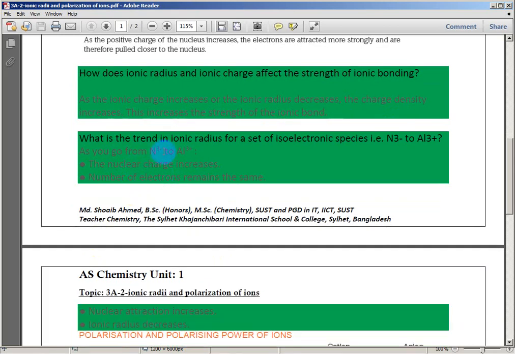Okay, what is the trend in ionic radius for a set of isoelectronic species from N3 minus to aluminum 3 plus? So these are isoelectronic. What happens here? Nuclear charge increases: N3 minus, oxygen 2 minus, fluorine 1 minus, neon 0, then sodium 1 plus, magnesium 2 plus, aluminum 3 plus. From N3 minus to Al 3 plus, the nuclear charge increases and the number of electrons remains the same. 10 minutes remaining.